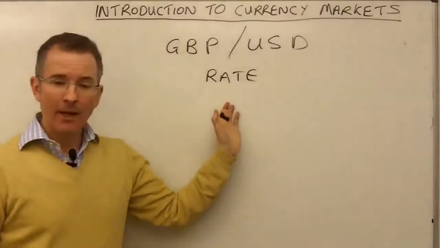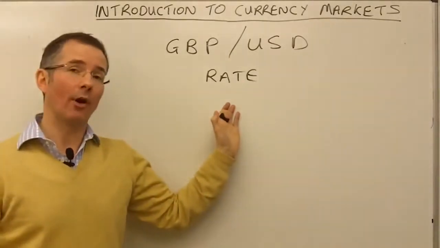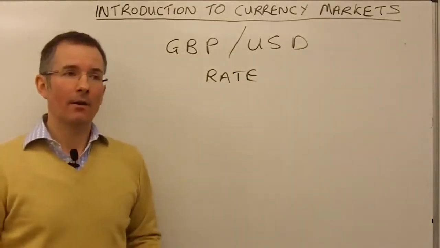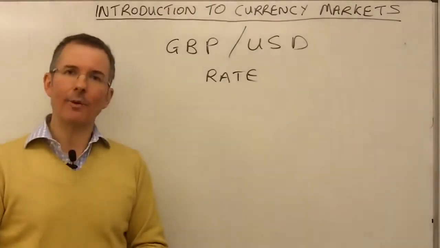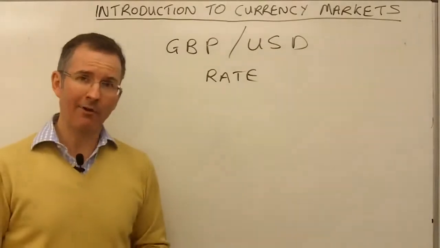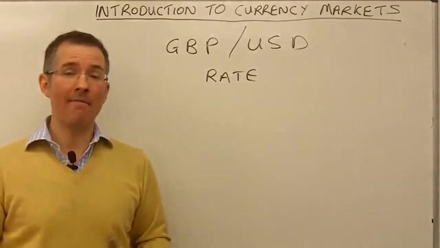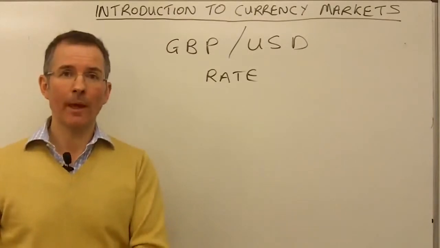You walk into the bank and you say, I'd like some dollars to go on holiday, and they say, fine, we'll sell you dollars at this rate. And then if you try and go back 2 weeks later and sell some of the dollars you haven't used on holiday, you find they apply another rate. And not surprisingly, it works out in their favour, not yours.